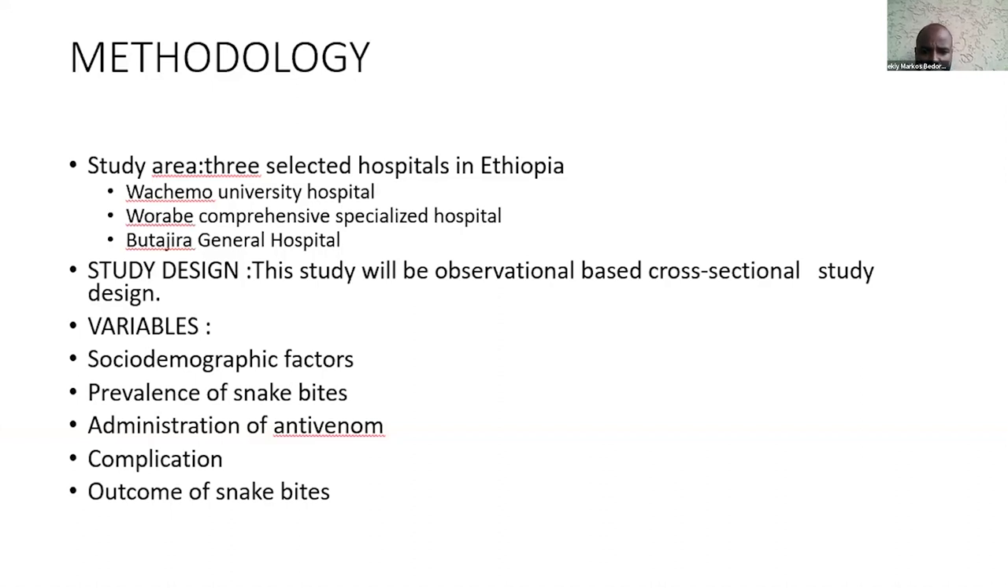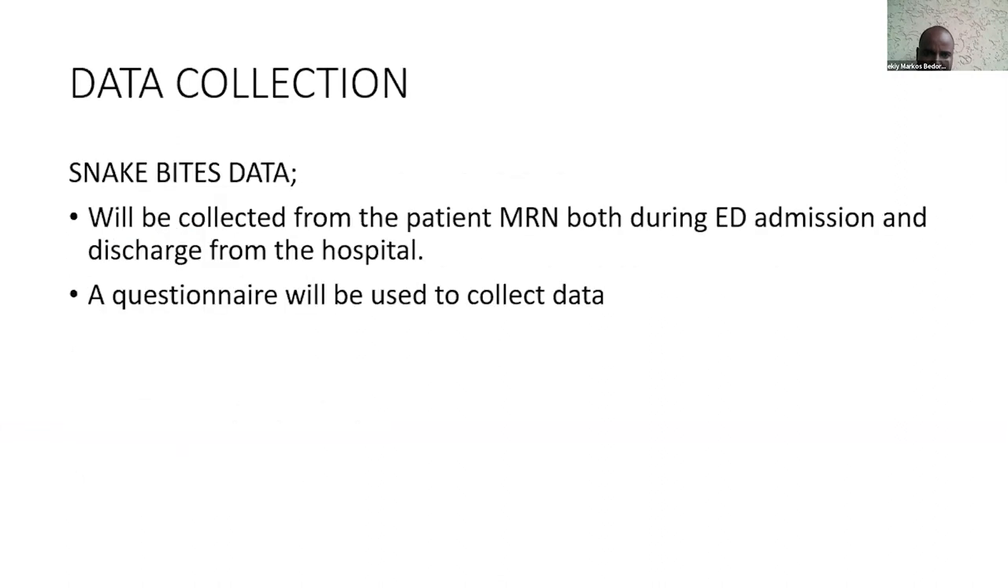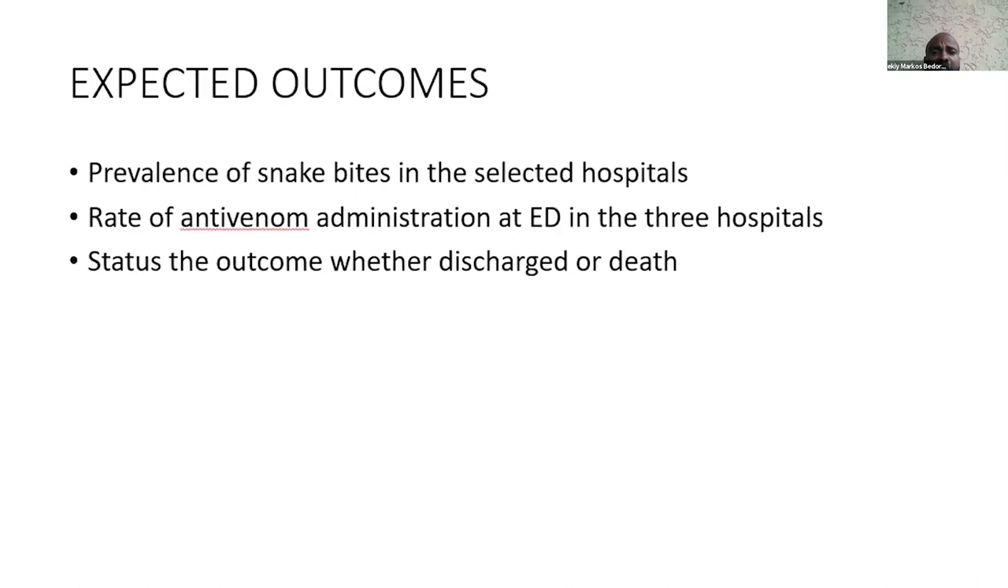The study design will be an observational, institution-based cross-sectional study. And the variables are sociodemographic factors, prevalence of snake bites, administration of anti-venoms, and complications, and the outcomes could be the dependent variables. And snake bite data will be collected from the patient charts both during ED admission and at discharge from the hospital. A questionnaire will be used, and the expected outcomes are the prevalence of snake bites in these selected hospitals, the rate of anti-venom administration at the ED in the three hospitals, and the status of the outcome, whether discharged, days of stay, or complications, will be studied.